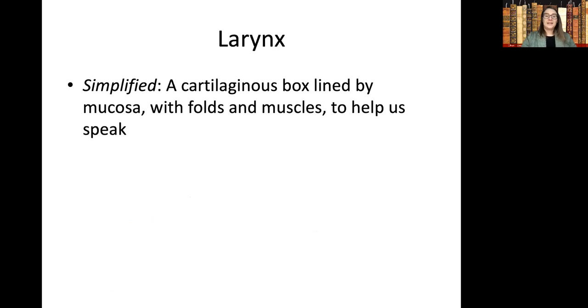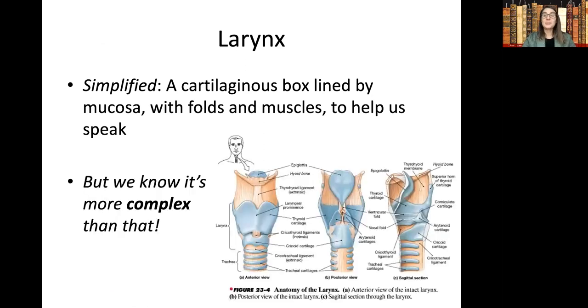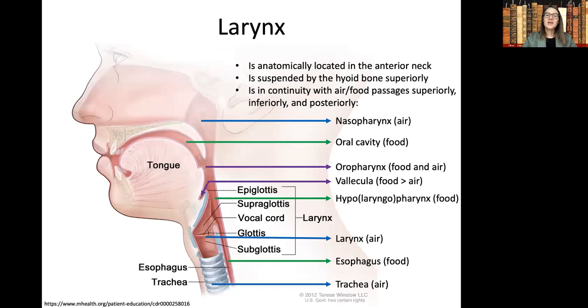So what is a larynx? In very simplified form, it's a cartilaginous box lined by mucosa with folds and muscles to help us speak. But of course, we all know it's much more complex than that, as evidenced by this very detailed diagram. To remind ourselves, the larynx is anatomically located in the anterior neck, suspended superiorly by the hyoid bone. It is in continuity, of course, with the air and/or food passages superiorly, inferiorly, and posteriorly.